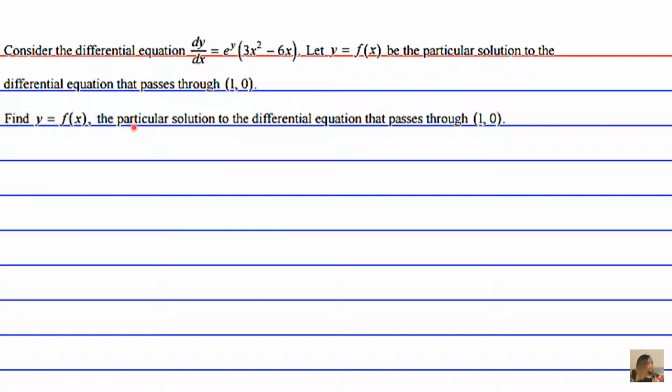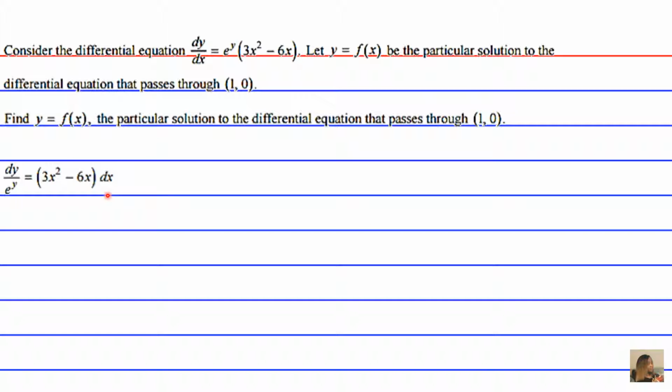All right, finding the particular solution is the same thing as saying fish out y and find what it's equivalent to. So the first thing we're going to do is perform separation of variables. We bring e^y over to the left-hand side and multiply both sides by dx. So we divide both sides by e^y and multiply both sides by dx. Now we have all our y terms on the left-hand side and our x terms on the right-hand side.